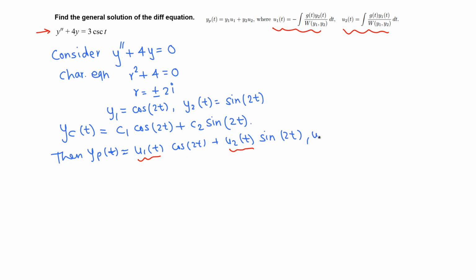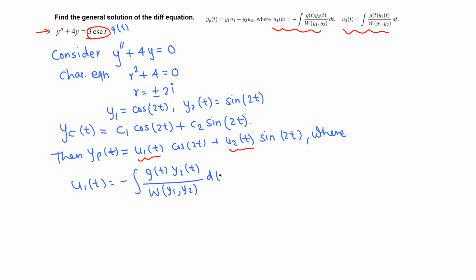And u1 is given by, here is the formula, negative g, that's the non-homogeneous term by the way, this is the g part, 3 cosecant t, that's the g, times y2 over the Wronskian of y1 and y2 dt. So let's find the Wronskian of y1 and y2. So we already found y1 and y2 here. This is y1, this is y2.